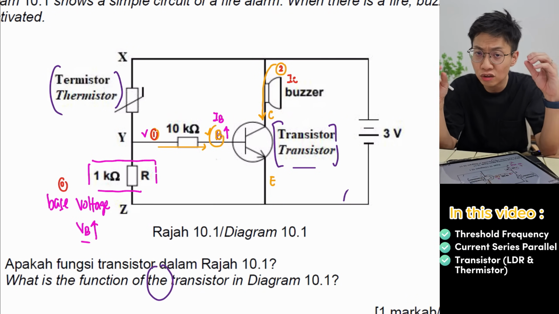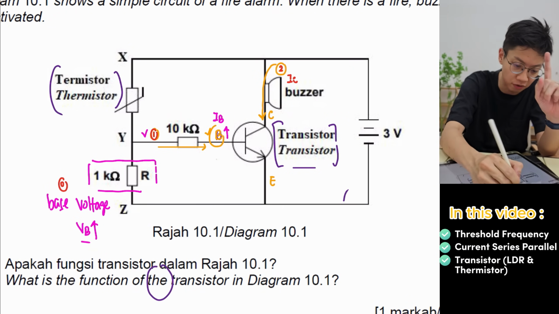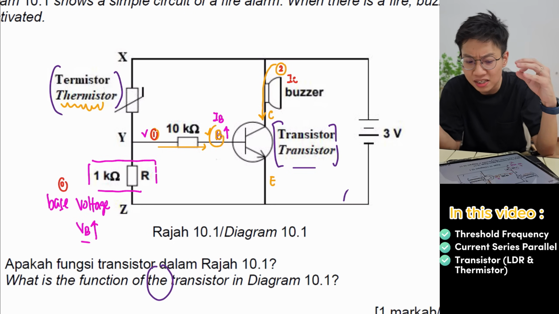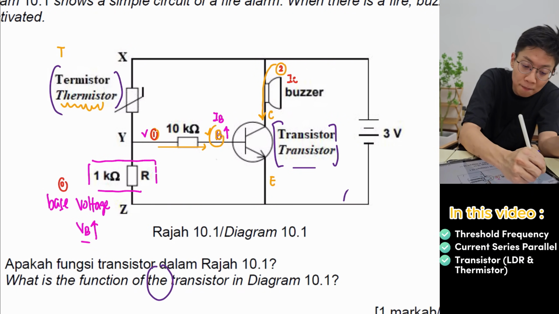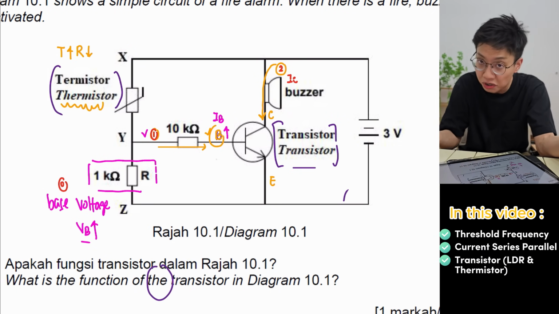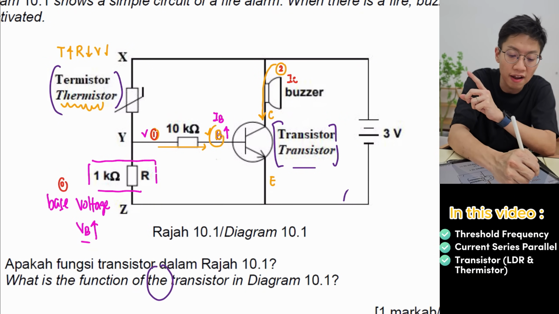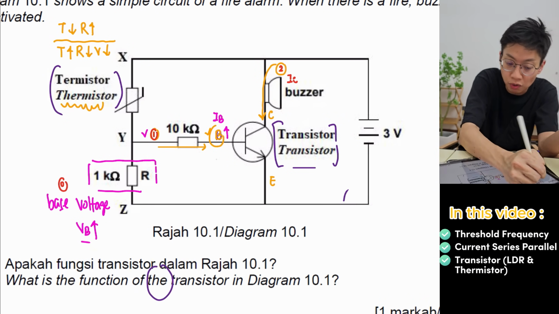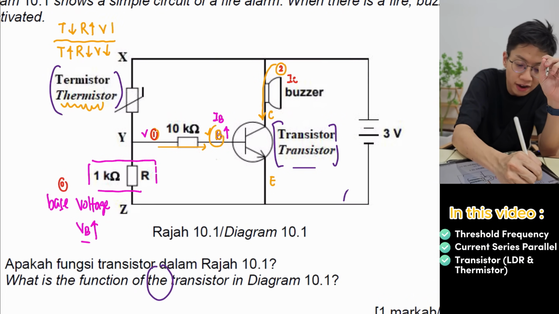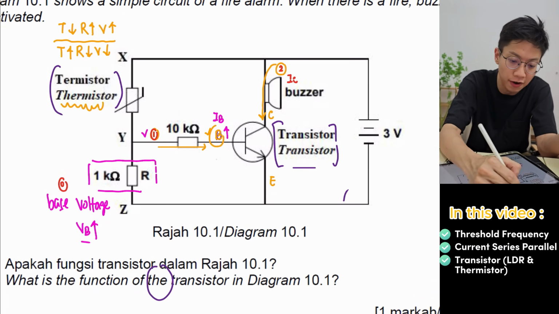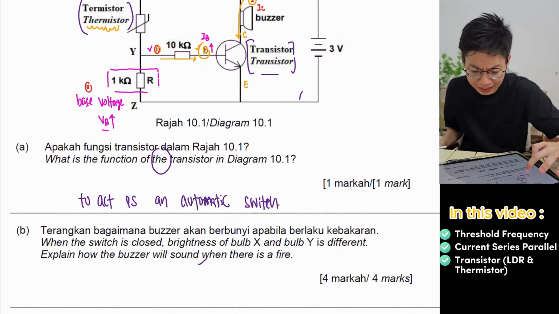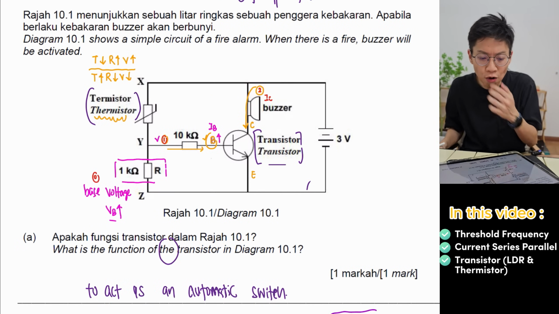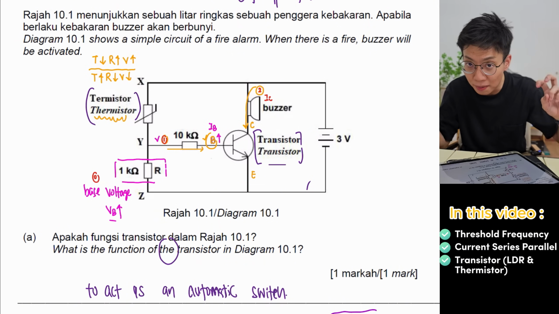It will depend on the situation. For example, if here we have a thermistor, how this thermistor is going to work is that when the temperature increases, the resistance will decrease. When you have low resistance, you will have low voltage. Of course, if you have low temperature, you will have high resistance, then you will have high voltage. Now they already tell you there is a fire. So how can we switch on this base voltage?